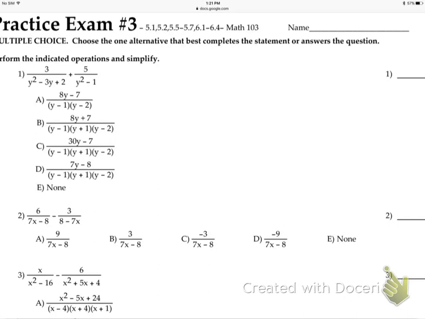So just number one, got to factor. Got to factor those denominators, I'm sure you know. Okay, so factoring y squared minus 3y plus 2.